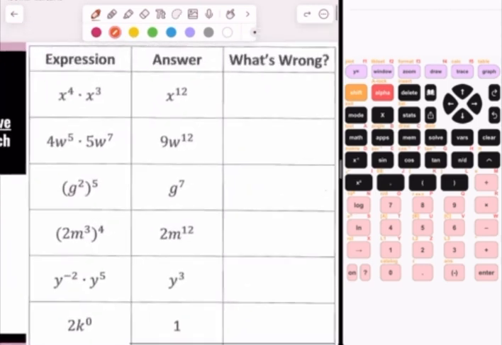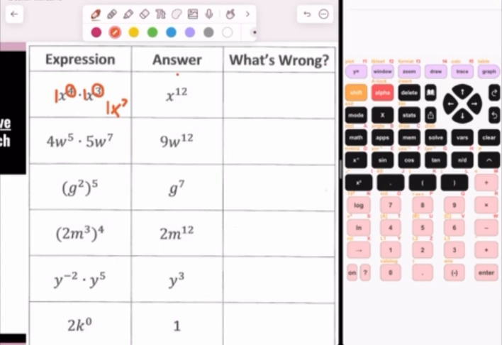Alright, first thing I see is this expression, x to the fourth times x to the third. I know when the bases are the same and I'm multiplying, if there was a coefficient, I would multiply the coefficient. But here there's just technically a 1 and a 1, which would leave me with a 1. Then I keep my variable the same, x, and when you are multiplying variables, you add the exponents. 4 plus 3 is 7. But the answer, they got 12.